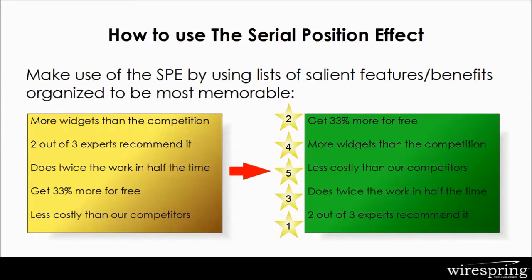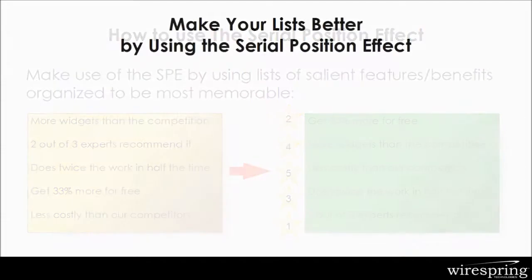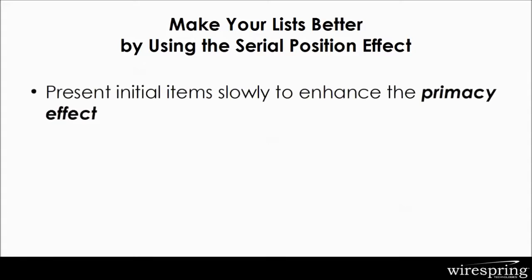We can even take things a step further. For example, we can enhance the primacy effect, which helps us remember the items at the beginning of the list, by presenting those items slower. This gives the viewer's brains more time to process these early messages, and there's a better chance that they'll be able to move them into the short-term memory store.